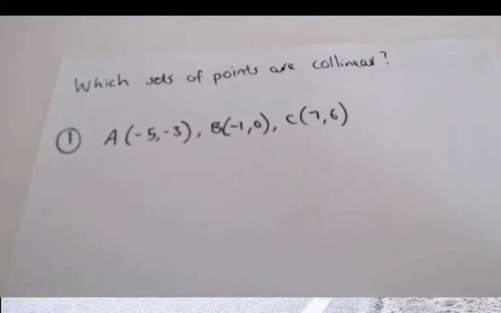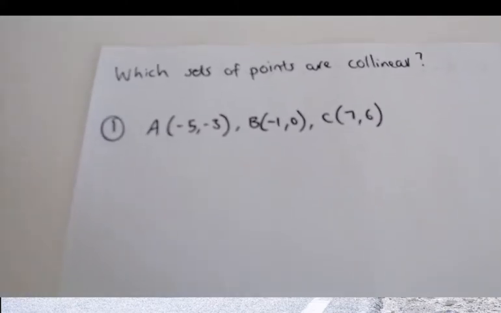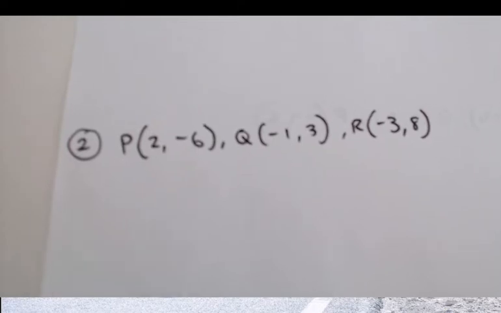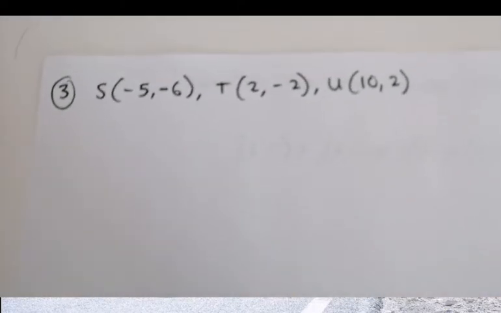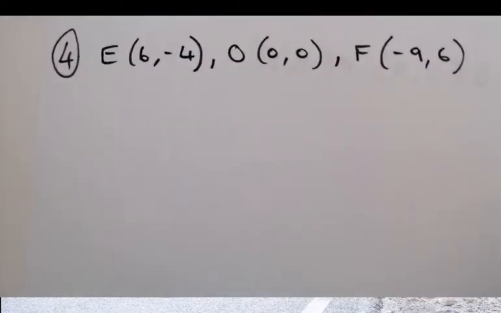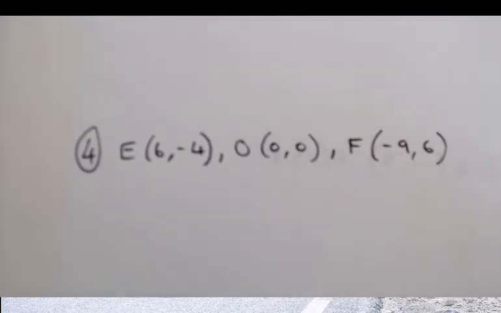So question number 1. Which sets of points are collinear? So you can see the points there. So you can try that. Number 2. Again, you can try them. Number 3. And number 4. At this point you should pause the video and try the 4 questions.